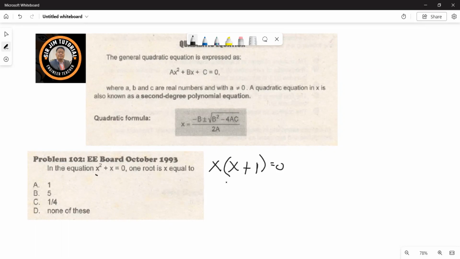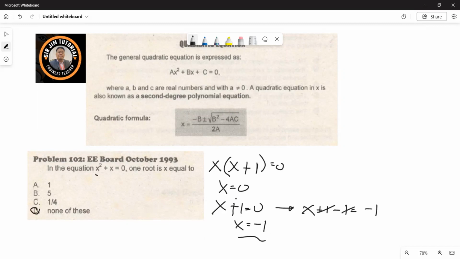So there are two values of x. First, x is equal to 0, and the other one is x plus 1 equals 0. Therefore, you subtract 1 from both sides, so the 1 cancels out on the left side, and x is equal to -1. So here, it's obvious that the answer is D, none of these. Okay, so let us have another example.